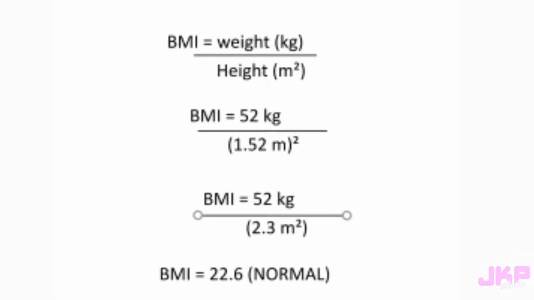So my weight in kilograms is 52 and my height in meters is 1.52. So next, we need to multiply the height by itself. So 1.52 meters multiplied by 1.52 meters is equal to 2.3 meters squared. So finally, we divide the weight, which is 52 kilograms, by the 2.3 meters squared height. So the result will be 22.6 and its BMI interpretation is normal.